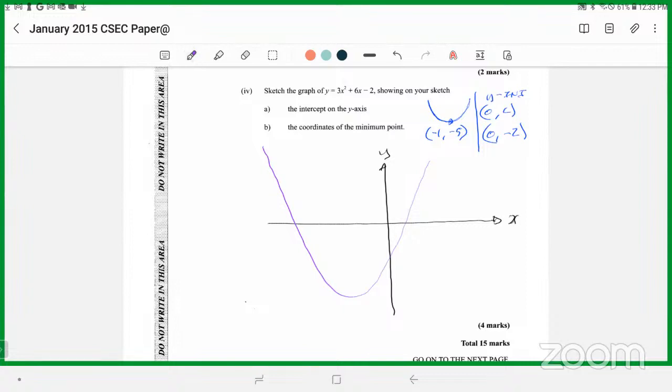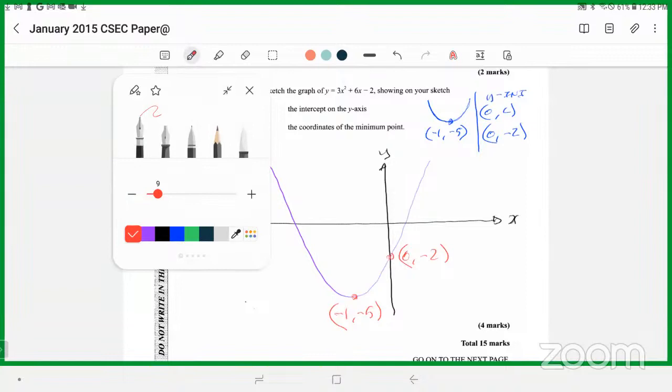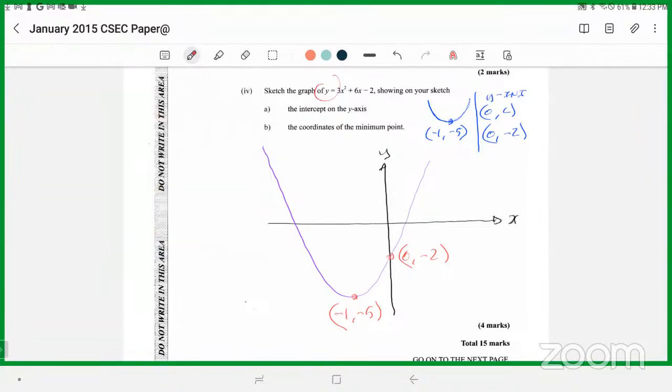And then we'll label the points. This point is the minimum point, -1, -5. This is the y-axis intercept, (0, -2). And if we want to show the axis of symmetry, we can label the graph. It's a graph of y, so let's label it up properly. Maybe in the exam I'll write y equals 3x squared plus 6x minus 2, sketch. This is just a sketch of it, not accurate.